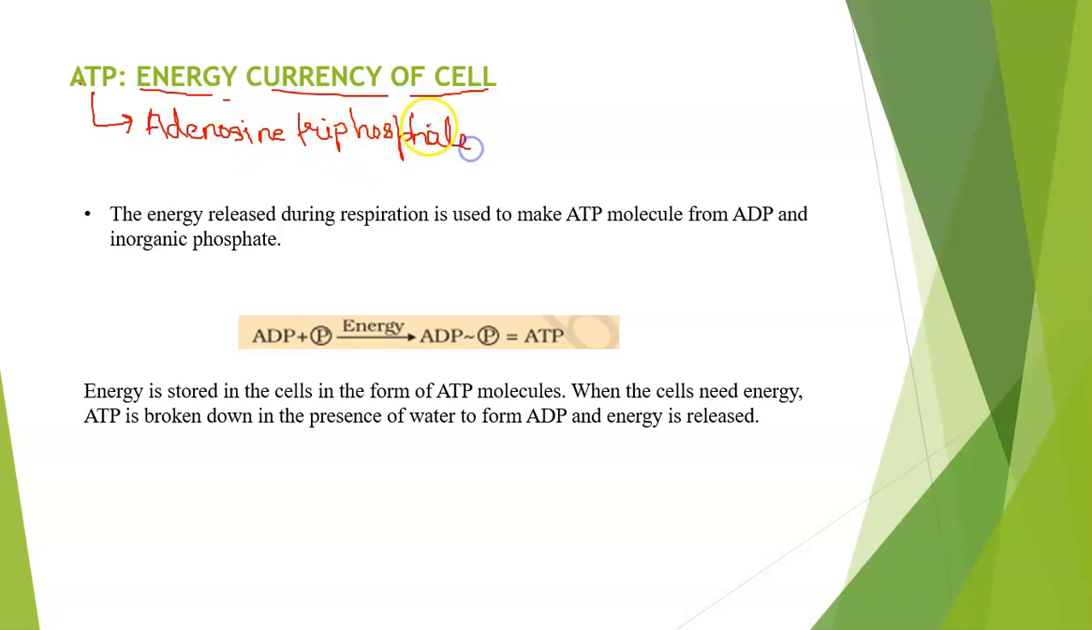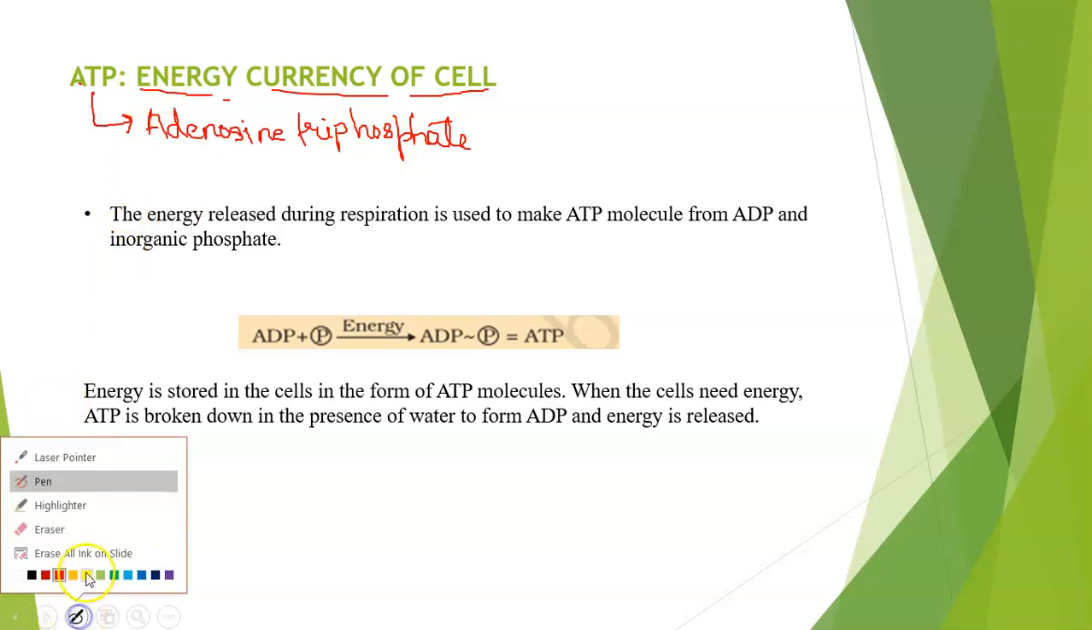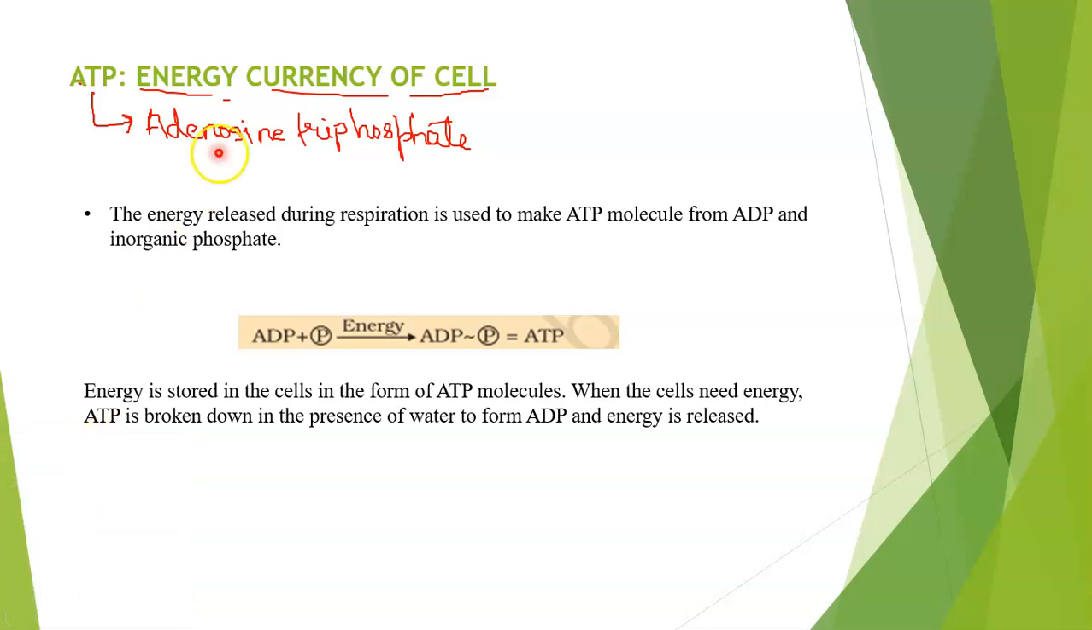ATP stands for adenosine triphosphate and is the energy currency of a cell. Now, how is ATP produced in a cell? The energy released during respiration is used to make ATP molecules from ADP and inorganic phosphate.